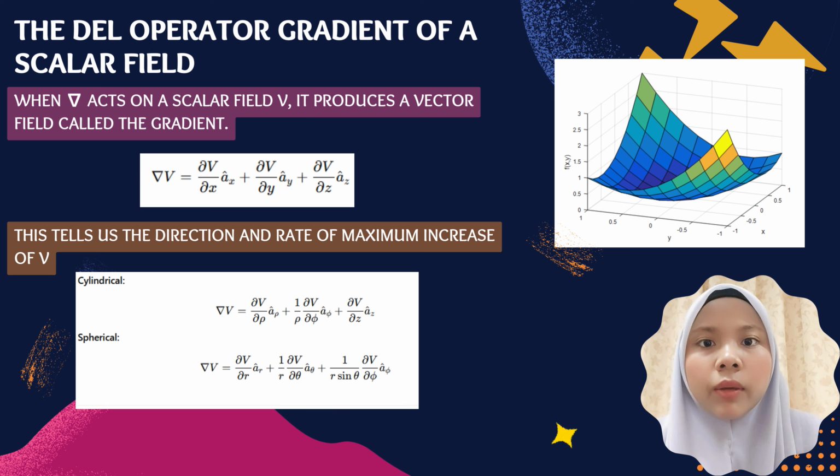A good way to imagine this is like standing on a hill. The scalar field is the height of the hill and the gradient points in the steepest uphill direction. The steeper the hill, the larger the gradient. This is useful in many physical applications like temperature or pressure fields.